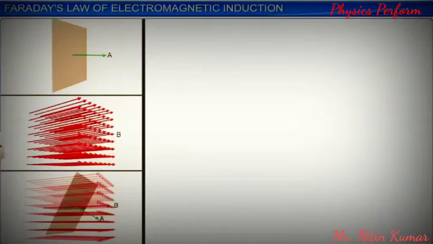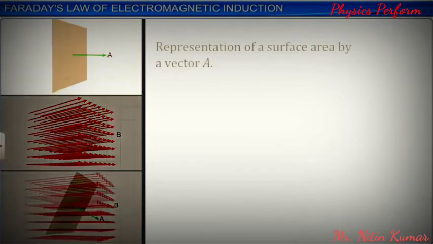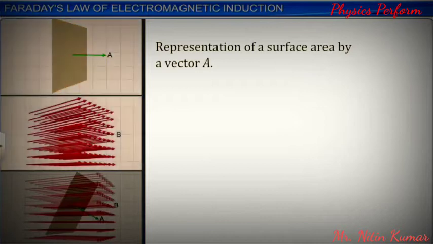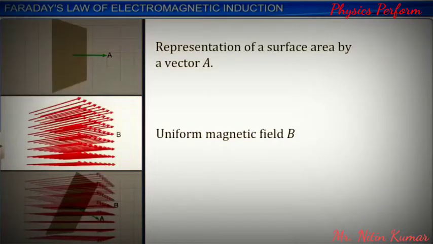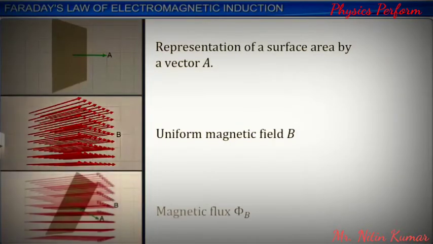Before attempting to understand Faraday's law of electromagnetic induction, we should recapitulate the terms used in electromagnetic induction. These terms are representation of a surface area by a vector A, uniform magnetic field B, and magnetic flux phi B.